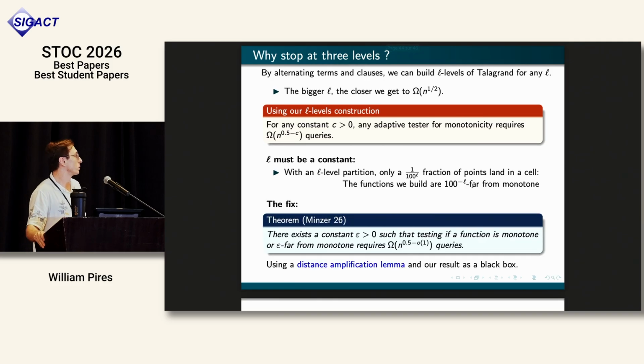Shortly after this was fixed by Minzer, who used our result as a black box and a distance amplification lemma, and he actually showed that there exists a constant epsilon such that if you want to test between monotone or epsilon far from monotone, you need n to the 1/2 minus o(1) queries. So that's stronger than our result.